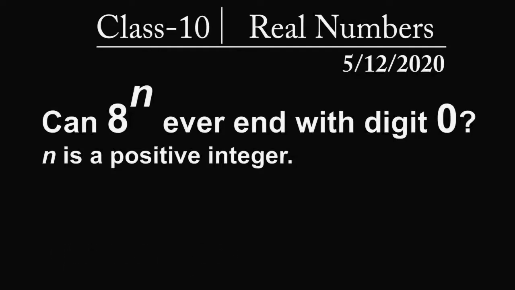We are discussing real numbers and today we are going to take a look at this type of exam question that can come up. Can 8 to the power n, where n is a positive integer, ever end with the digit 0? Now, you may have a different digit here, but we will go over how we answer questions such as this. So let's get started.